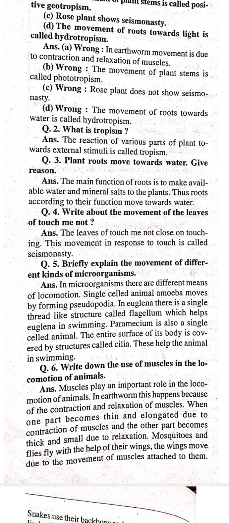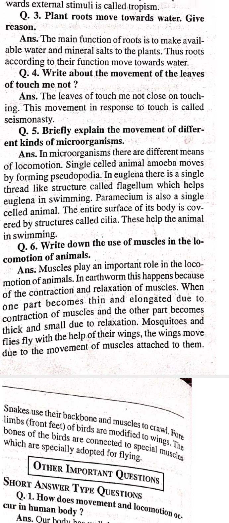In Euglena, there is a single thread-like structure called the flagellum, which helps Euglena in swimming in the water. Paramecium is also a single-celled animal, and its entire surface is covered with small thin cilia, and this helps the animal in swimming. So amoeba moves with the help of pseudopodia, Euglena moves with the help of flagellum, and paramecium moves with the help of cilia.